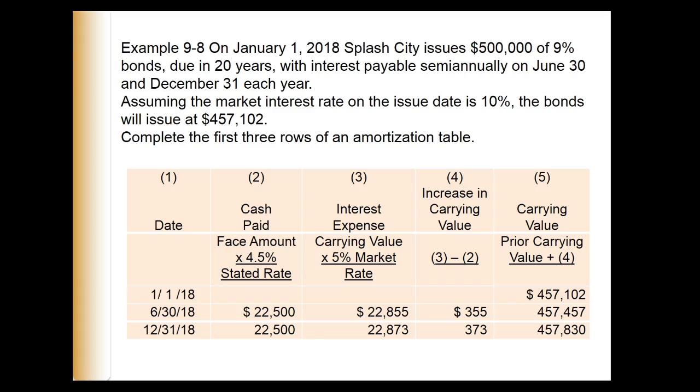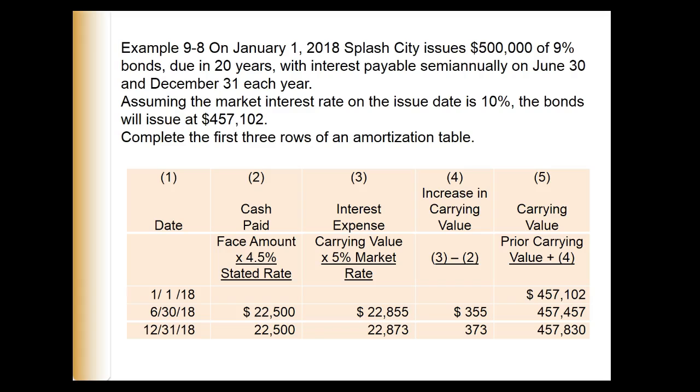So we know the carrying value on the issue date is $457,102. That is the first thing we're going to do on January 1st of 2018, show that carrying value of $457,102. Now the cash paid will always be the face amount of the bonds times the stated interest rate. Since they're issued semi-annually, it's going to be $500,000 times 4.5%. That is the cash that will be paid of $22,500.